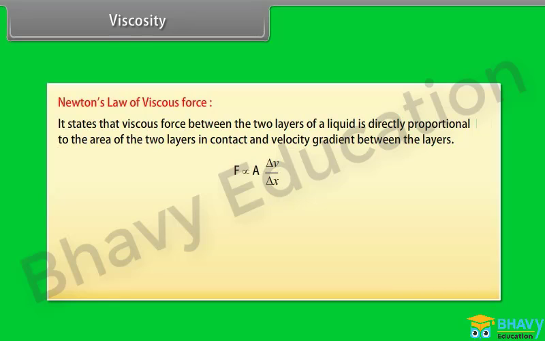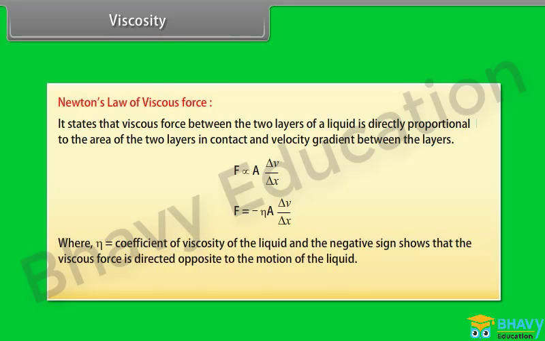F is directly proportional to A × delta v / delta x. This equation can be written as F = −η A delta v / delta x, where η is the coefficient of viscosity of the liquid, and the negative sign shows that the viscous force is directed opposite to the motion of the liquid. Its dimensional formula is M L^−1 T^−1.